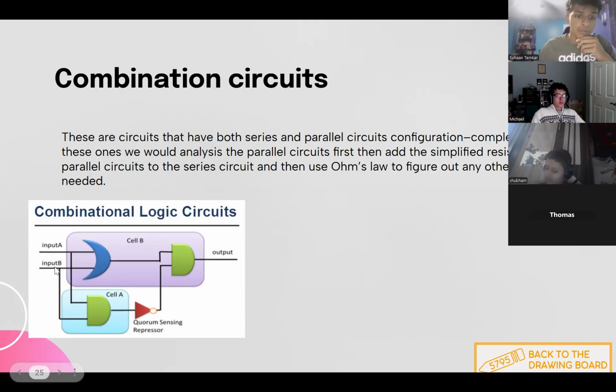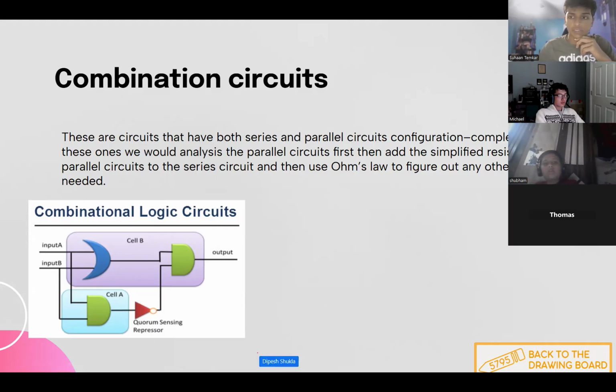So we have input A and input B going into this. And then we have our output via cell B. And then we have cell A, and we have this LED over here. So yeah, that's a little diagram of a combination circuit.